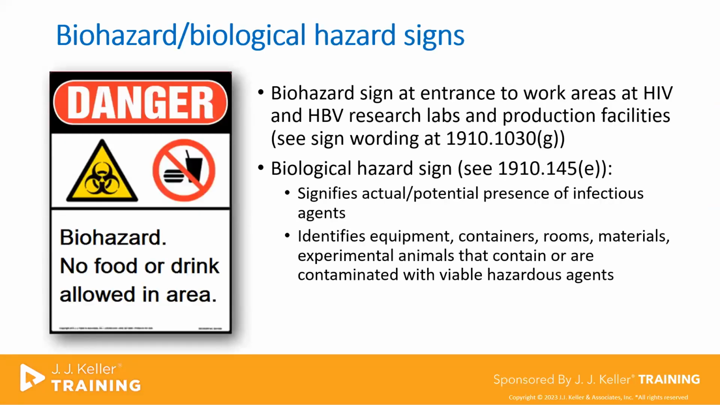Biohazard signs are required at the entrance to work areas, at HIV and HBV research labs and production facilities under 1910.1030. For all other workplaces or areas of the workplace, you'll follow 1910.145 for biological hazard signs, which have a biological hazard warning to signify the actual or potential presence of a biohazard and to identify signs or things that contain or are contaminated with viable hazardous agents.